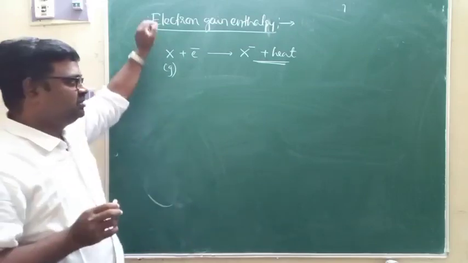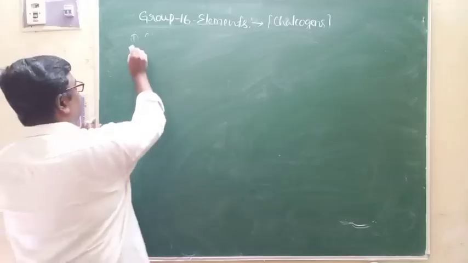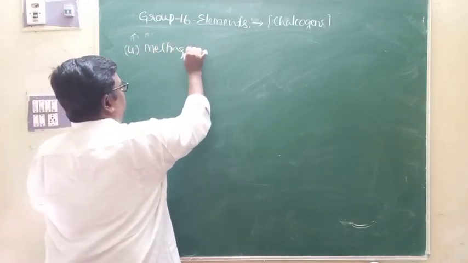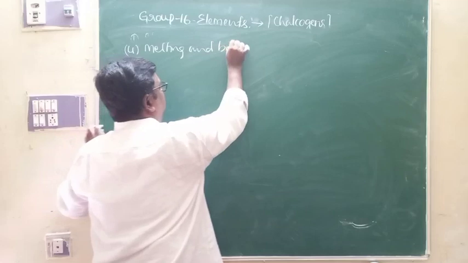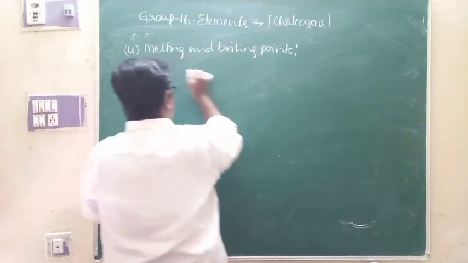Yes, so that is what we call electron gain enthalpy. Yes, that is melting and boiling points. Melting and boiling points of group 16 elements, right?